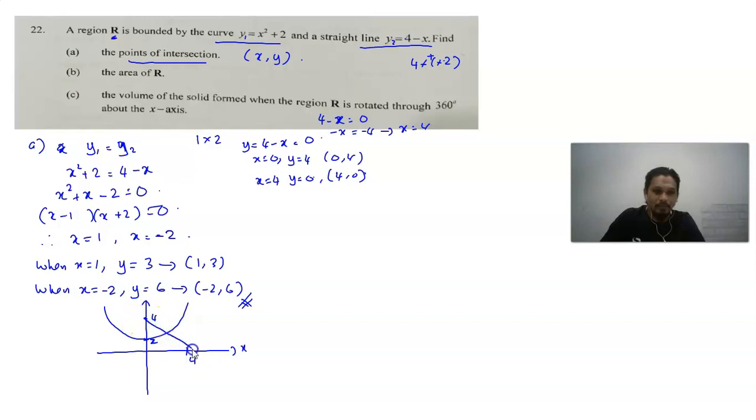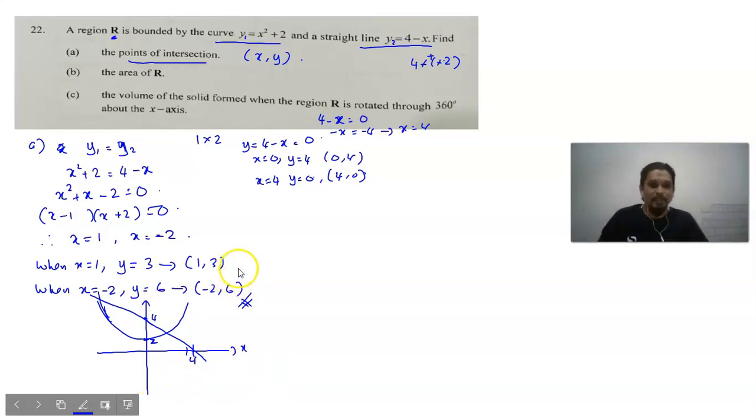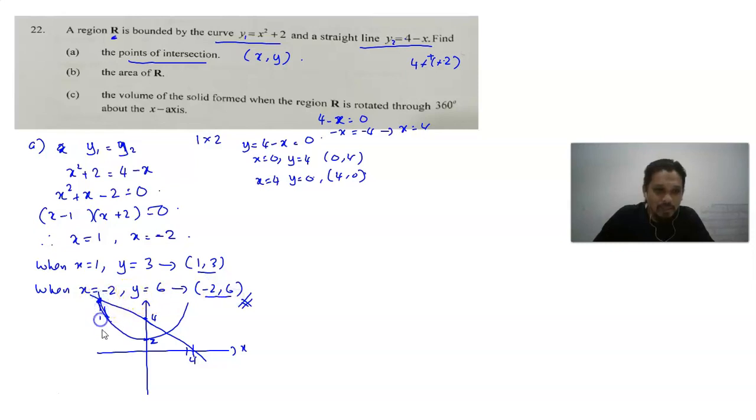The intersection points here are negative 2 and 6, and 1 and 3. So this is negative 2 and 6, which means that the coordinate of x is negative 2. And here the coordinate of x equal to 1. So find the area of R. The area of R bounded by the curve and the straight line means that we want it here.